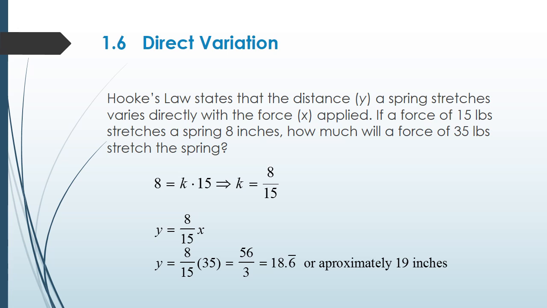That means that our equation is y equals 8 over 15 times x. Now we're going to put in 35 for the amount of force, and we're going to simplify. You can actually cancel 5 on both sides there from the 15 and the 35. That leaves us with 8 over 3 times 7, which is 56 over 3. Changing that to a decimal, we get 18.6 repeating, or close to 19 inches.